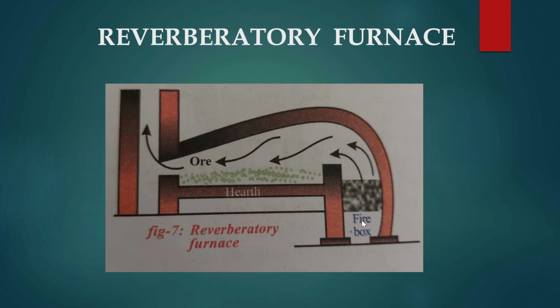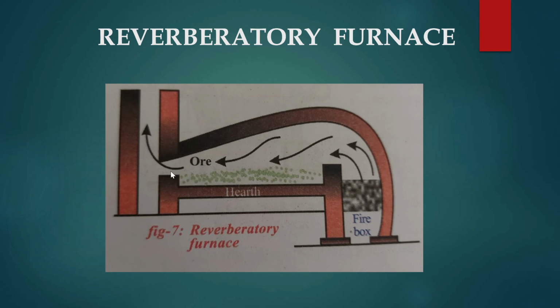A reverberatory furnace has the firebox and hearth separated, but the vapors obtained due to the burning of the fuel touch the ore in the hearth and heat it. Children, in furnaces like retort furnaces, there is no direct contact between the firebox and the hearth, and even the flames do not touch the ore. But in a reverberatory furnace, the flames definitely touch the ore.